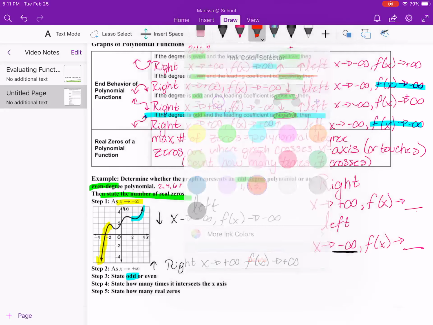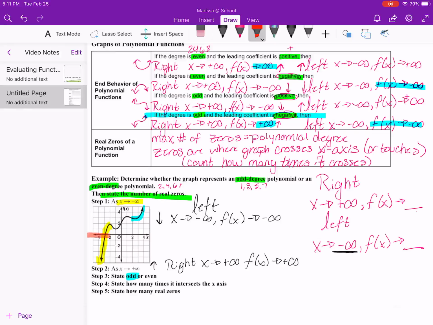So if I'm looking at my graph here, I'm looking at how many times it goes across this line here. And when I do that, I find that it only crosses this one time. So how many times does it cross the x-axis? Just once, which means that there is only one real zero. That's all that there is to this.